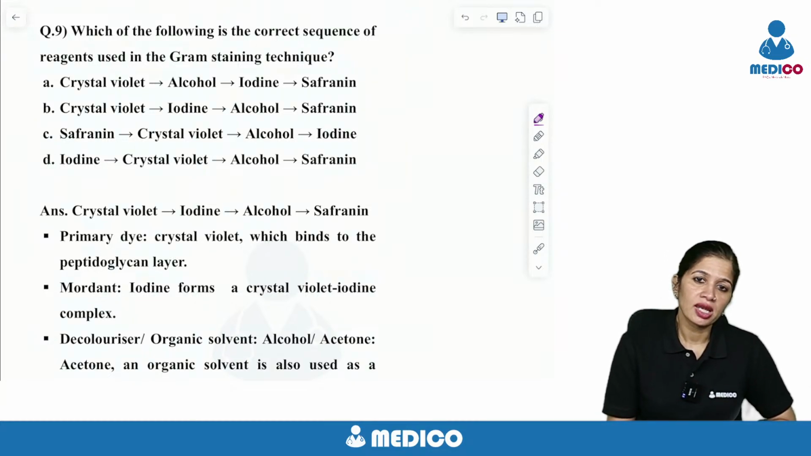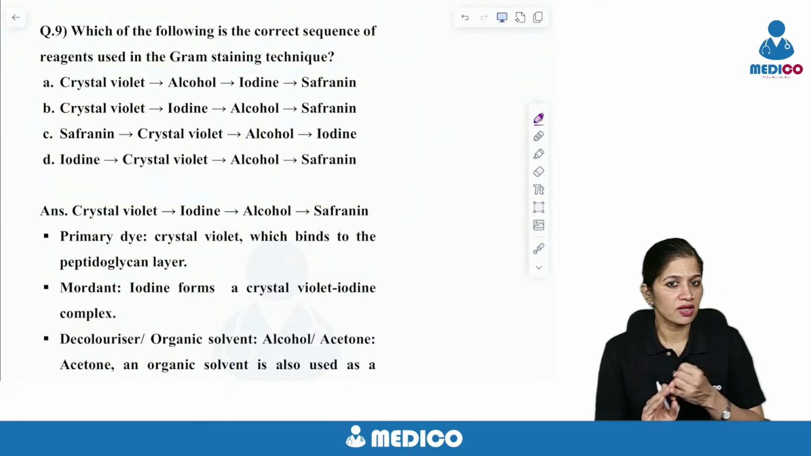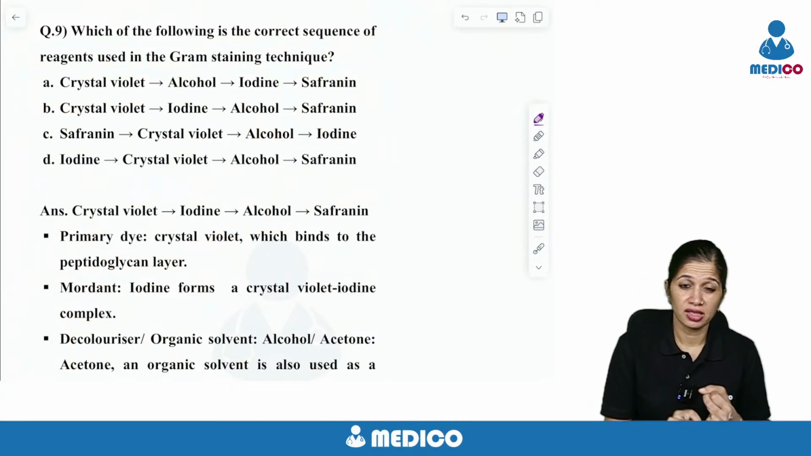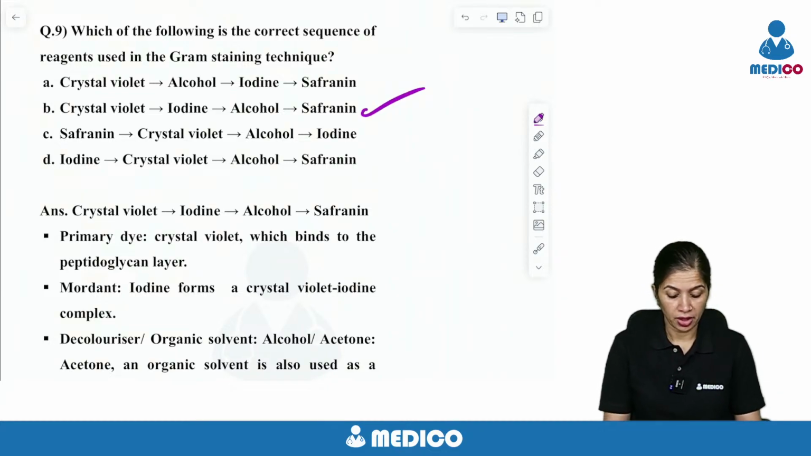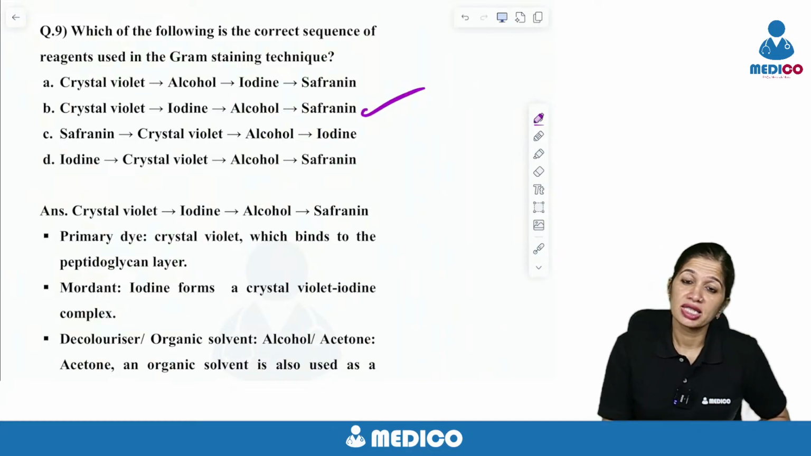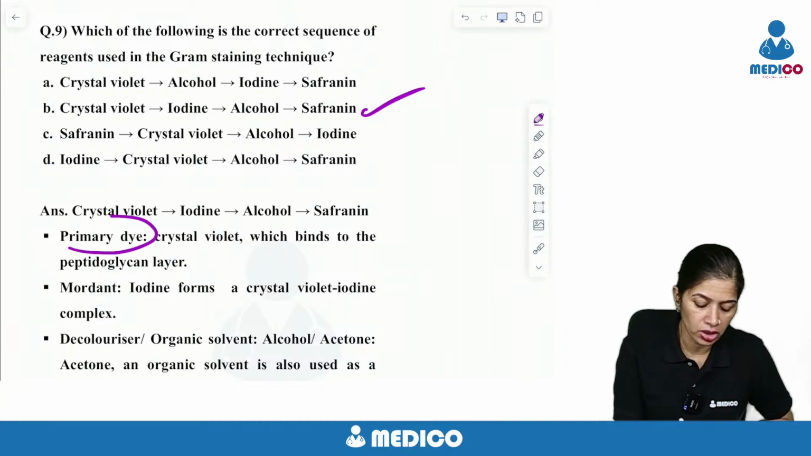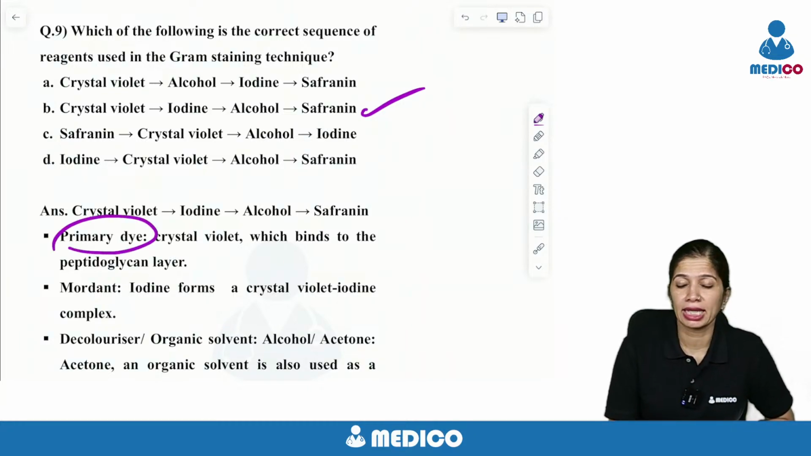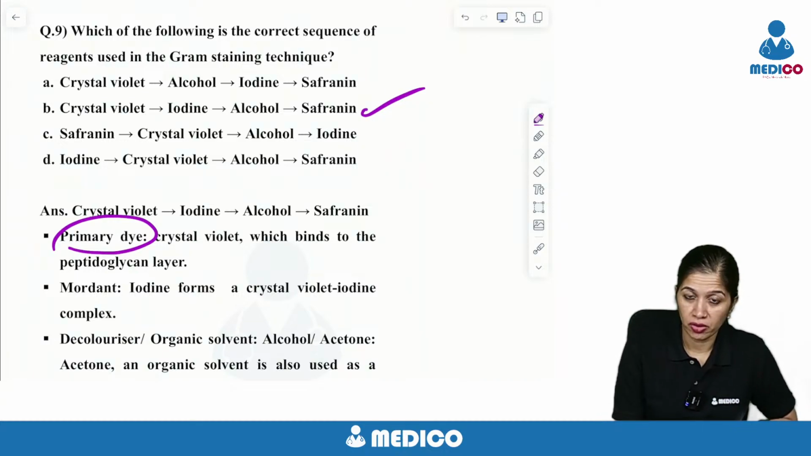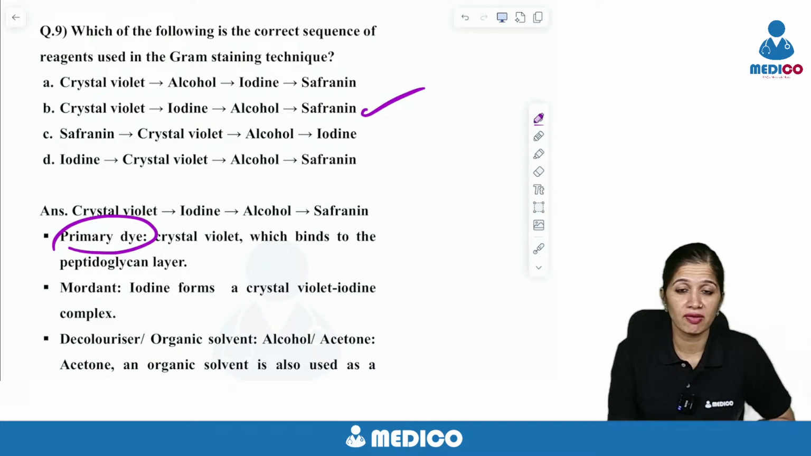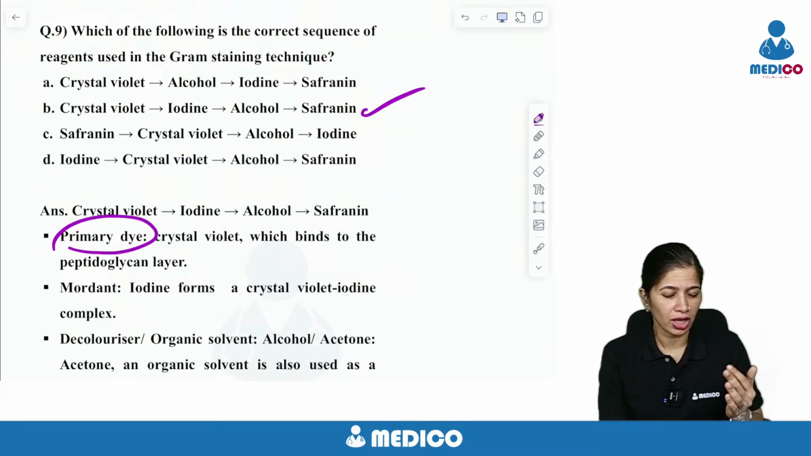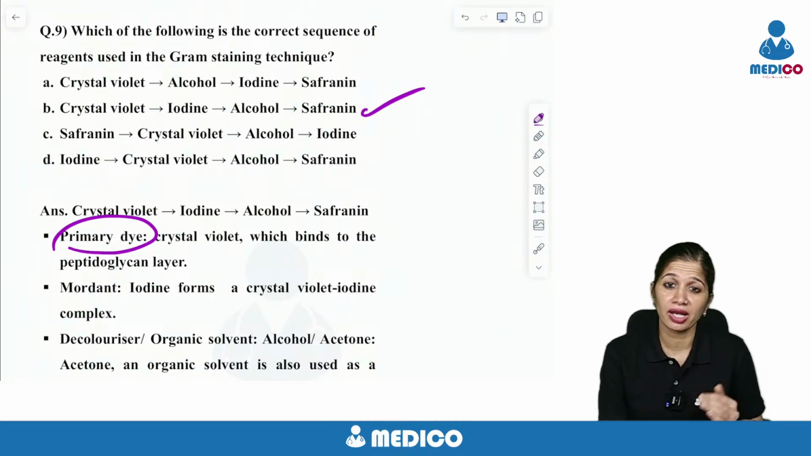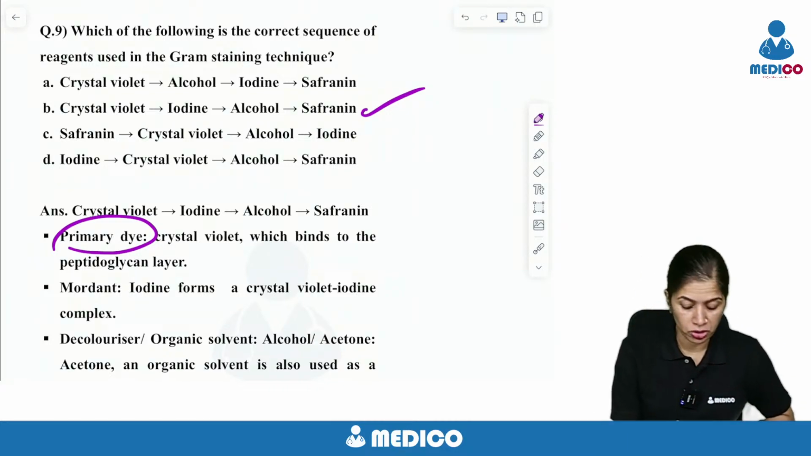So for gram staining, the normal series of steps is crystal violet first, then iodine, then alcohol, then safranin. That means it is option B. Okay. So what is crystal violet? It's a primary dye. What does it do? It goes and gets attached to the peptidoglycan layer. Then iodine acts mainly as a mordant. Okay. It will go and bind to the crystal violet and form a crystal violet iodine complex.